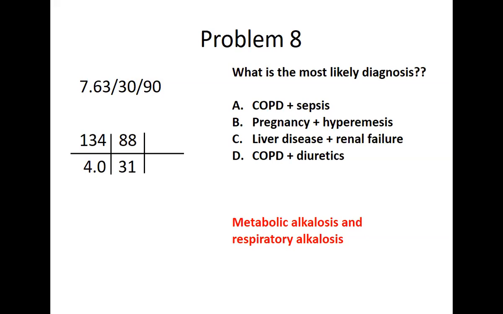Pregnancy and liver disease. What do those cause? Respiratory alkalosis, right? Pregnancy, increased progesterone. Liver disease, increased progesterone. Those are respiratory stimulants. So they hyperventilate, CO2 goes down, pH goes up. So B and C. Okay, so of hyperemesis and renal failure, which of those cause a metabolic alkalosis? Hyperemesis, right? You're vomiting, you're losing acid. Renal failure causes a non-gap acidosis. So, B.